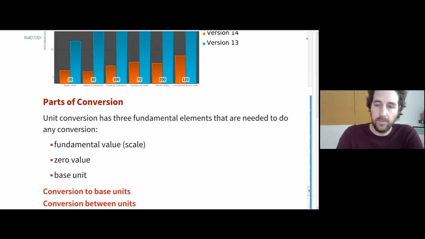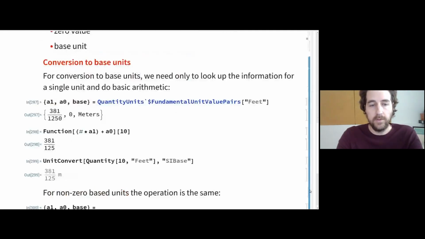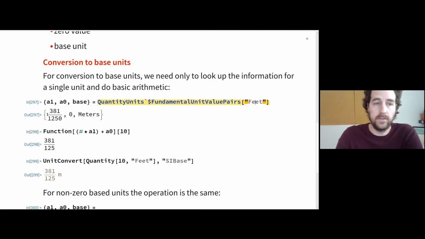And so for conversion to base units, we basically need to look that up for whatever the input unit is. So if I pull that information out about the unit feet, I can see that this is the scale that it operates on versus meters. It has a zero value of 0 meters, and its base value is meters.